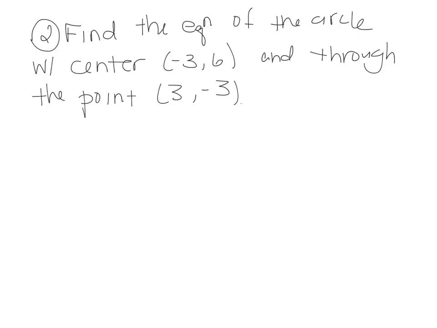Therefore, I'm going to have (x plus 3) quantity squared plus (y minus 6) quantity squared, and we don't know our radius squared. This is where I said a lot of you probably went and did the distance formula between those two points, and you're now filling in your radius squared. Nothing wrong with that. I'm, though, instead going to take that point (3, negative 3), which is an x and a y, and replace x and y with those values.